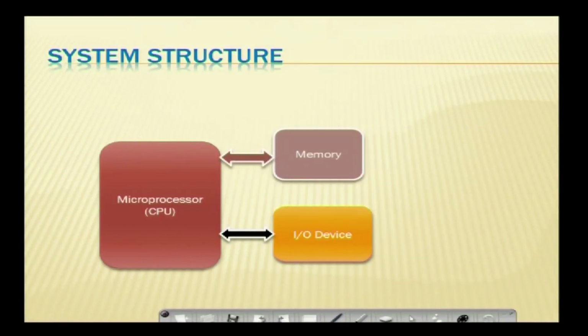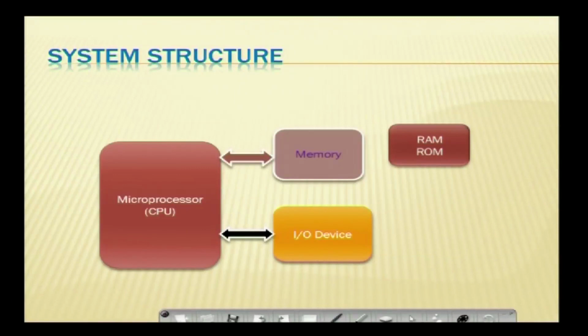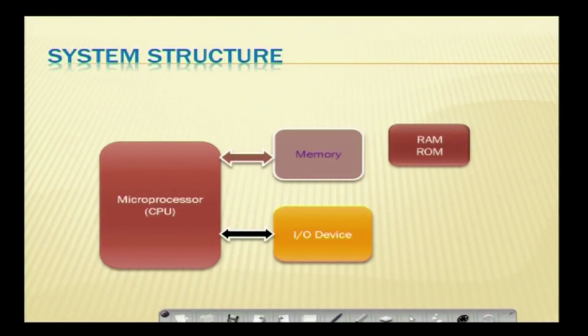What are the types of memory? Memory is RAM and ROM. Random access memory is a read write memory, where both read and write operations can be performed. Some types, static RAM and dynamic RAM, are also available. ROM is read only memory, which is only for read operations. Mostly it is used for the driver operations.